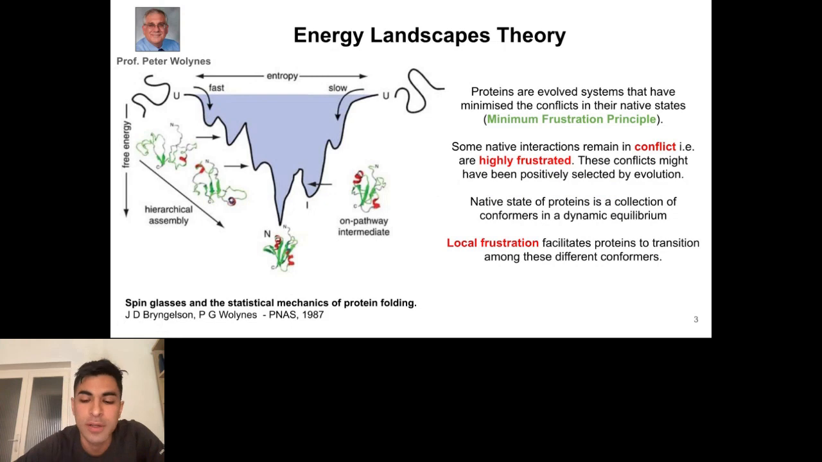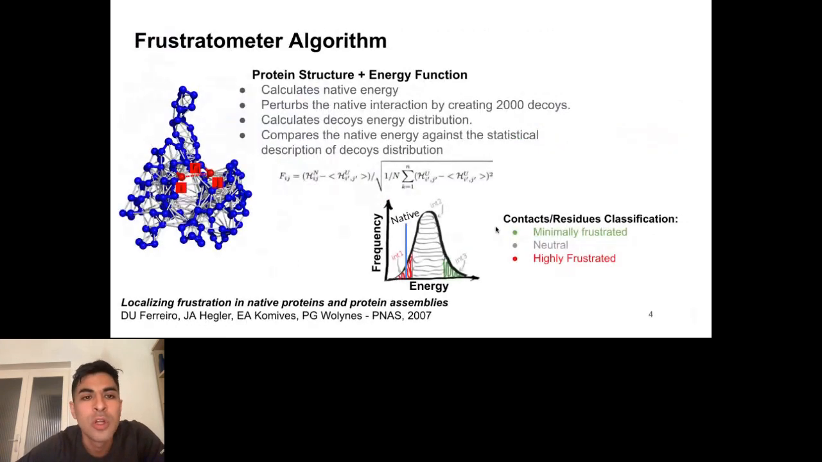The easiest explanation for this, for example, is that if you zoom in here in the native state of the protein, this is not a single molecule, a single structure, but a set of structures, an ensemble of conformers that exist in a dynamic equilibrium. And it is local frustration, these conflicts, that allow the protein to transition between the different conformers with a given dynamics. So very rapidly, in 2007, my PhD supervisor, together with Peter Wolynes, developed an algorithm to try to find, localize and quantify local frustration in protein structures.